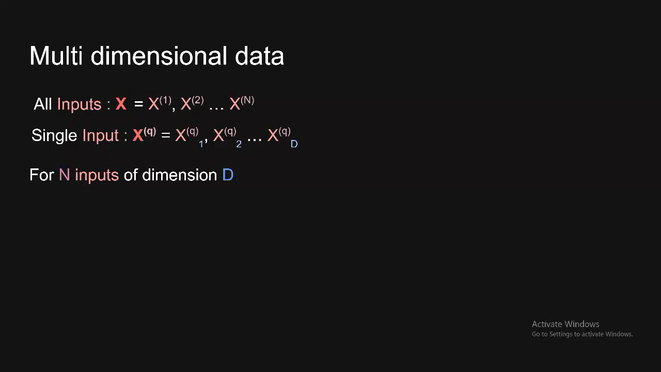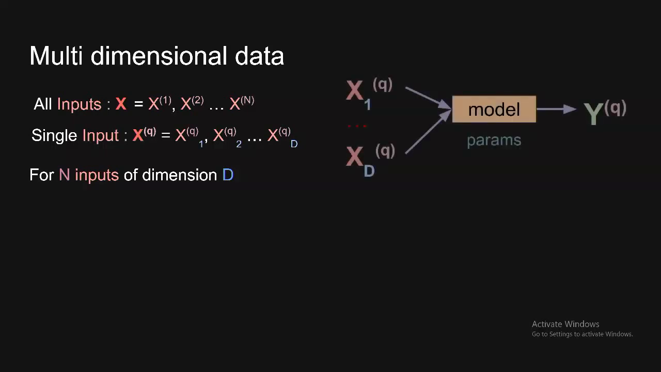So you're probably getting an idea of why I use this weird notation. We have a lot of this going on. And then we can update our picture. Before we just had an xq going through our model and getting a yq. Now we're going to have multiple x's going in and one y coming out.